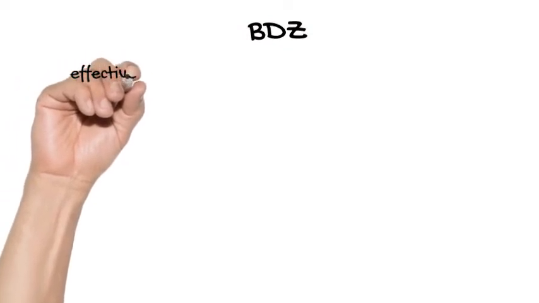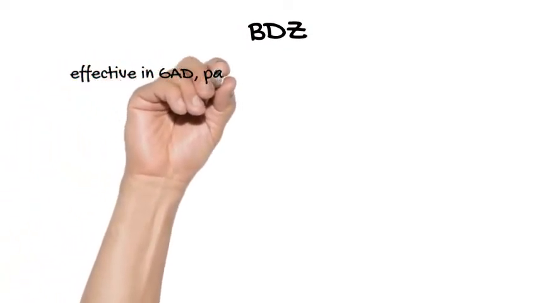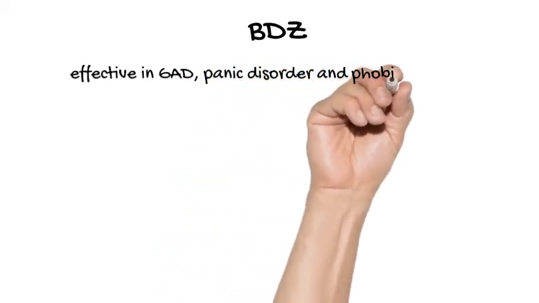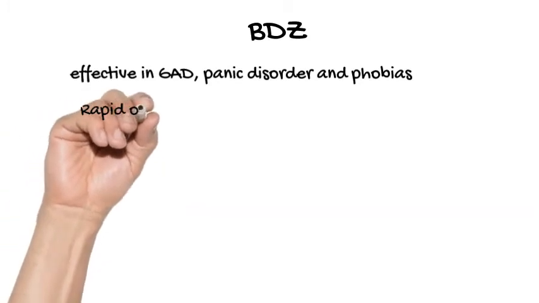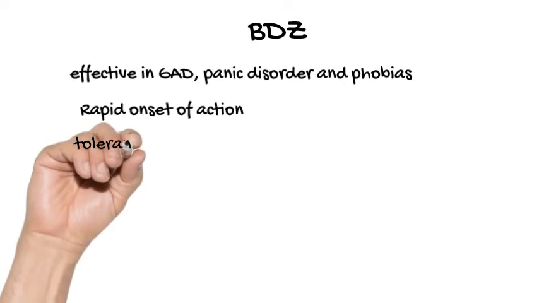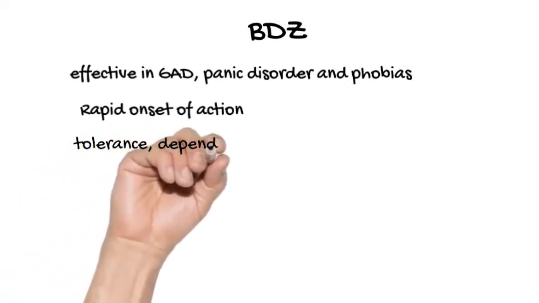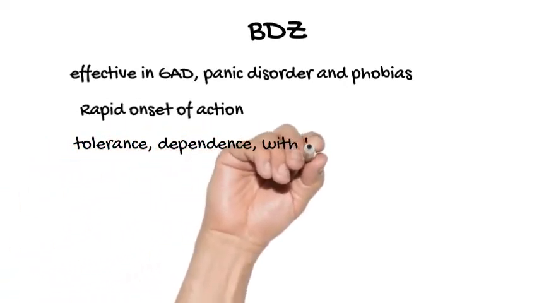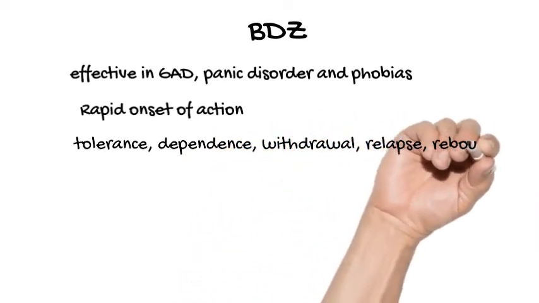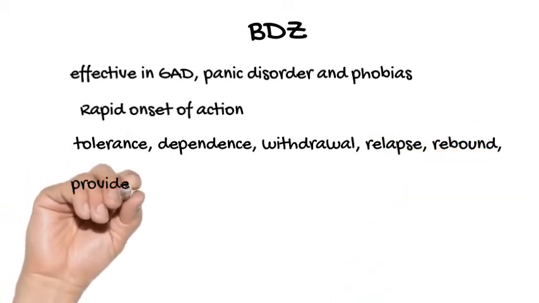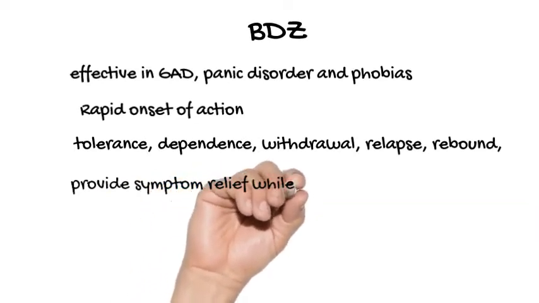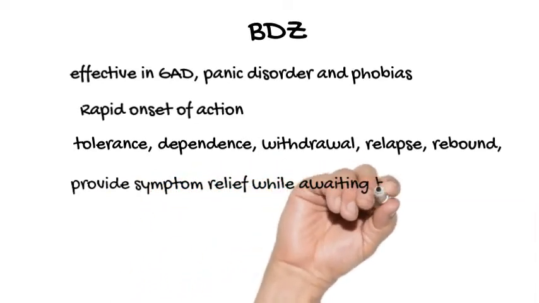Benzodiazepines. These are effective in reducing anxiety symptoms of GAD, panic disorder and phobias. Rapid onset of action. Biggest drawback is that chronic use is associated with significant potential problems including tolerance, dependence, withdrawal, relapse, rebound, interactions with other medications and adverse events. The patient should also be advised from the onset that this is not the definitive treatment for the anxiety disorder, and it is only meant to provide symptom relief while awaiting the antidepressant to take effect.